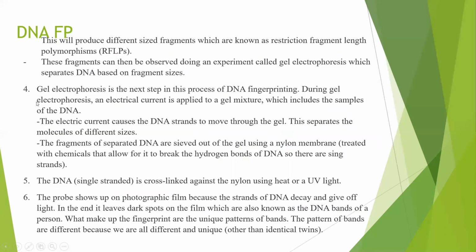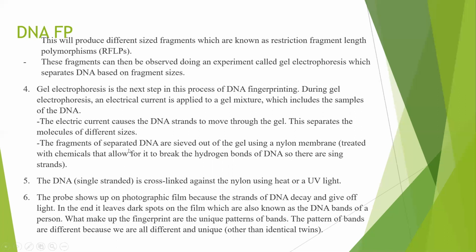Look at here. Gel electrophoresis is the next step in this process of DNA fingerprinting. During gel electrophoresis, an electrical current is applied to a gel mixture, which includes the samples of the DNA. Samples of the DNA means blood samples of the DNA. Next, the electric current causes the DNA strands to move through the gel. This separates the molecules of different sizes.